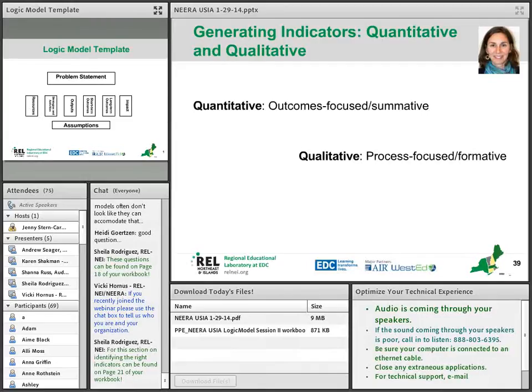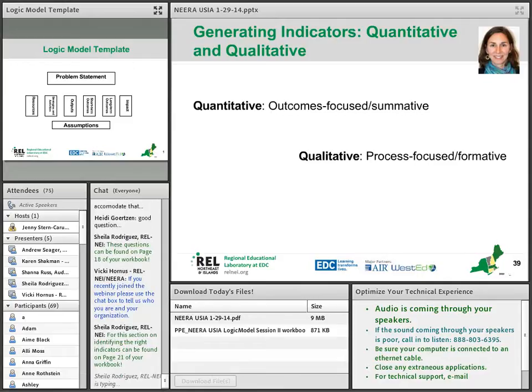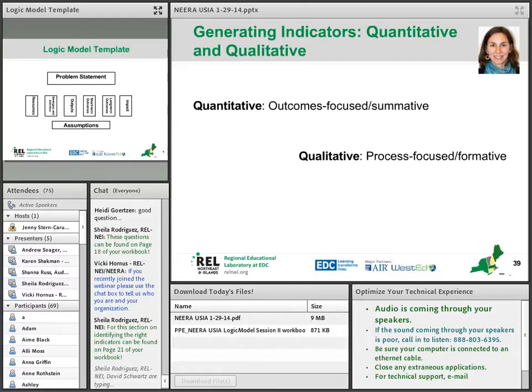So indicators may be quantitative or they may be qualitative. Quantitative data may be best suited to summative evaluations. In other words, information related to proving or showing the value or impact of your program or policy. Whereas qualitative data may be better suited to formative evaluations, or those that focus on how to improve the program. What are the aspects of the program that are working and what aren't, and learning more about why.